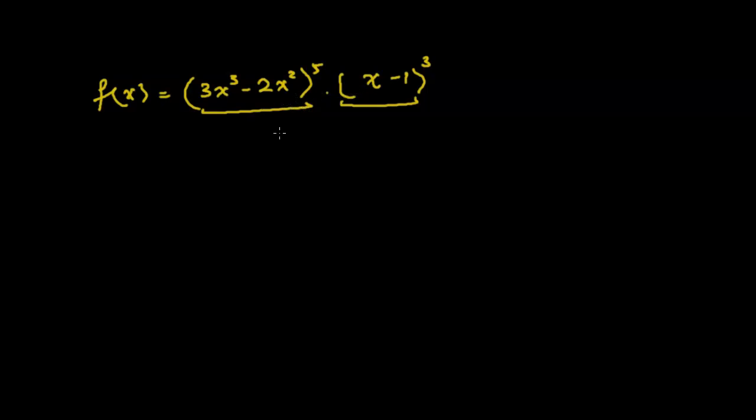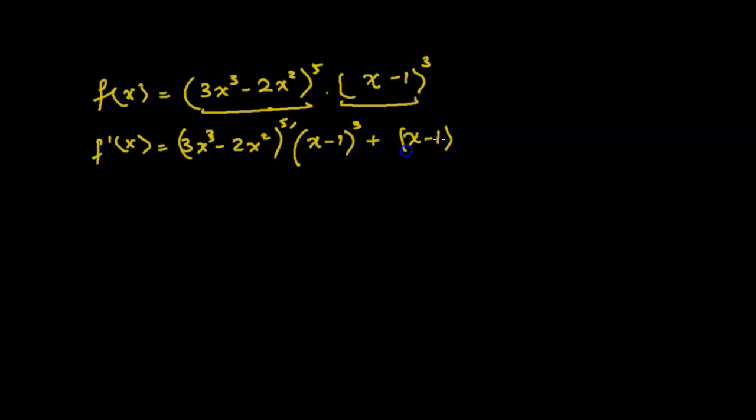How we proceed towards solving this type of a problem is, we would have the derivative function equal to the derivative of the first part of this function, and we can write it with a prime sign, times, forgot to put a 5 there, times (x minus 1) to the power of 3 plus the derivative of (x minus 1) to the power of 3 times (3x cubed minus 2x squared) to the power of 5.